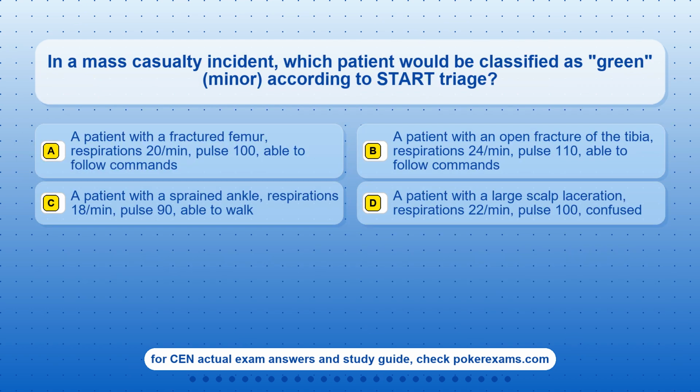Question 8. In a mass casualty incident, which patient would be classified as green, minor, according to START triage? Option A. A patient with a fractured femur, respirations 20/min, pulse 100, able to follow commands. Option B. A patient with an open fracture of the tibia, respirations 24/min, pulse 110, able to follow commands. Option C. A patient with a sprained ankle, respirations 18/min, pulse 90, able to walk. Option D. A patient with a large scalp laceration, respirations 22/min, pulse 100, confused.